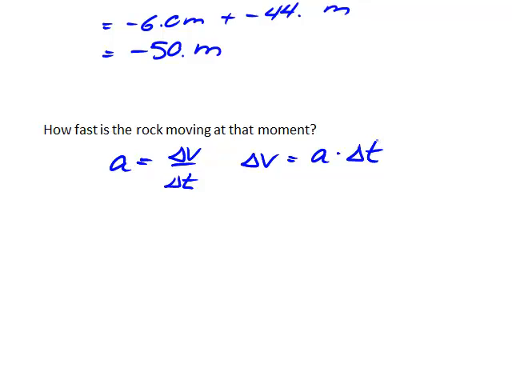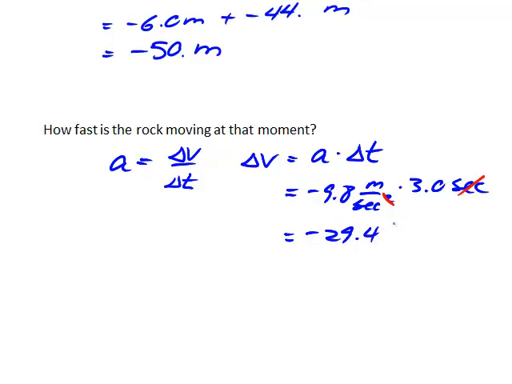And our delta t is 3 seconds. So we have negative 9.8 meters per second squared times 3.0 seconds. Seconds here cancels one of the 2 seconds on the bottom of meters per second squared, and we are left with negative 29.4 meters per second. Now keep in mind that is delta v, the change in the velocity.